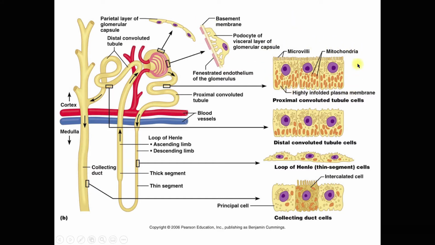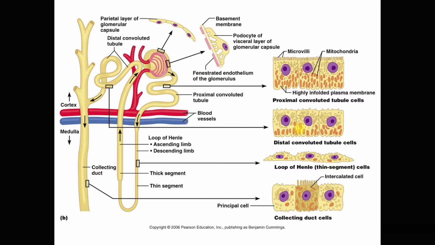Now we have these tubular cells that are present at the proximal convoluted tubule, and these are the tubular cells that are present at the distal convoluted tubules. Apparently both cells look very alike. Both are simple cuboidal epithelial cells. Except the proximal convoluted tubule cells have microvilli, you can see, and the mitochondria are abundant compared with the distal convoluted tubule cells.